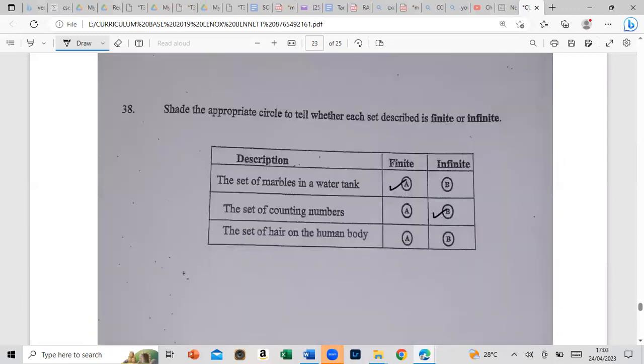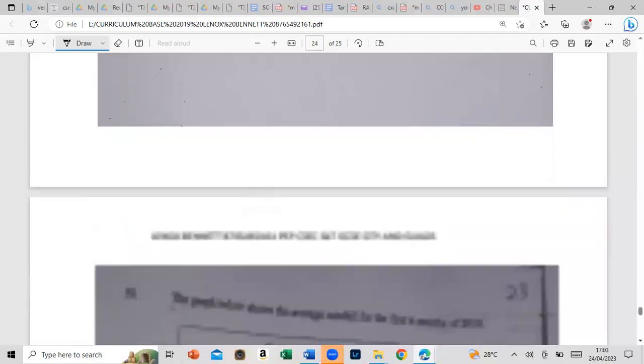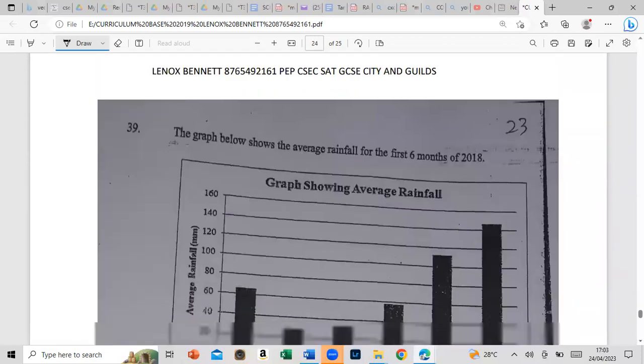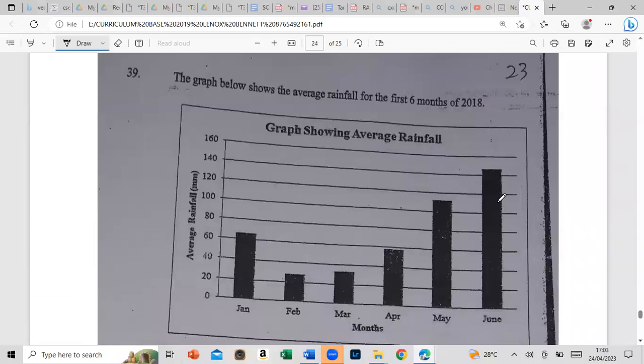This one, no, wait, I said the set of ears on the human body. I'm going to go with finite because it has a limit. No matter what anybody tells me, it has a limit. You don't have an infinite number of ears on your body.